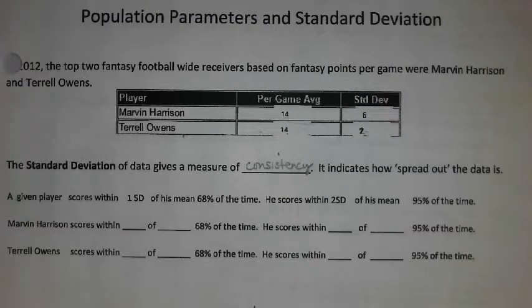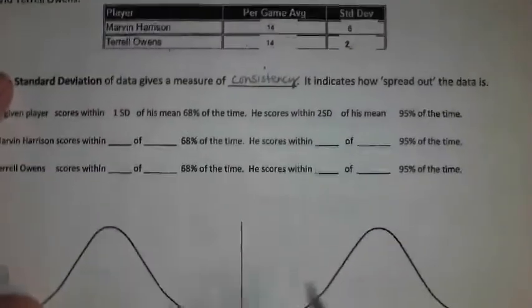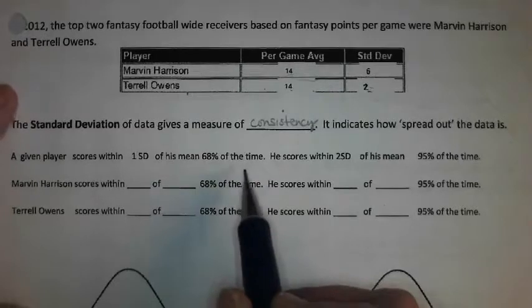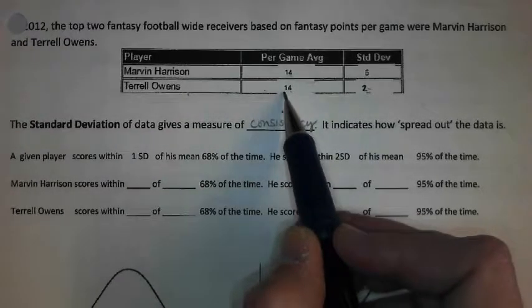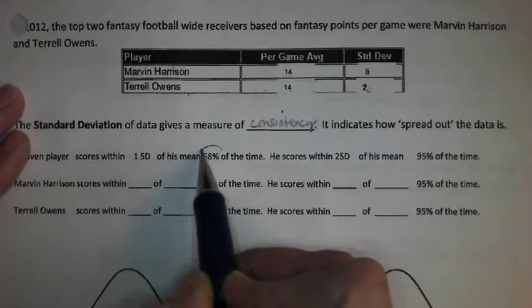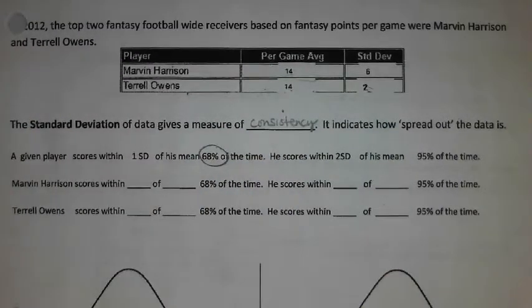There's going to be charts and so on that go along with this. You can kind of see them down below. But there's a couple percentages. When I say most of the time, Terrell Owens scores within 2 points, either above or below, most in this context means 68% of the time. Right? That's over half. That 68% is never changing.